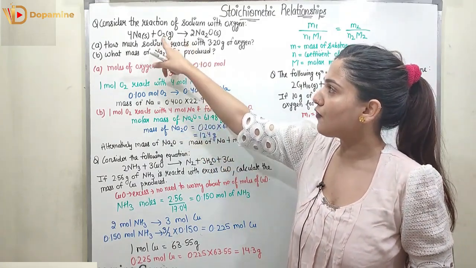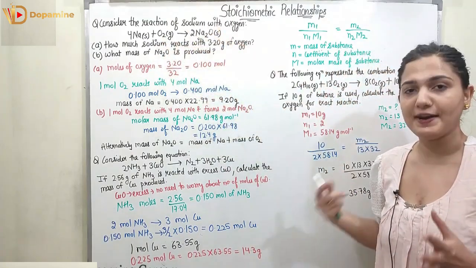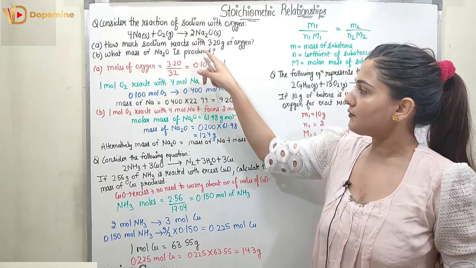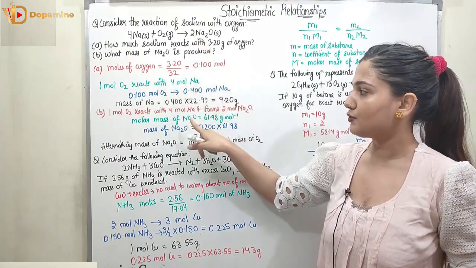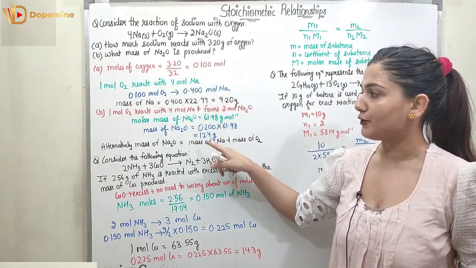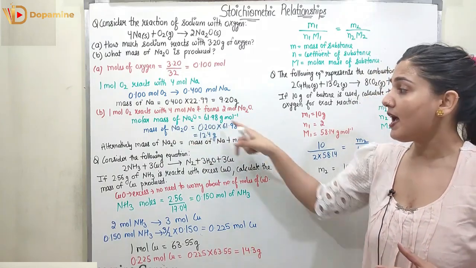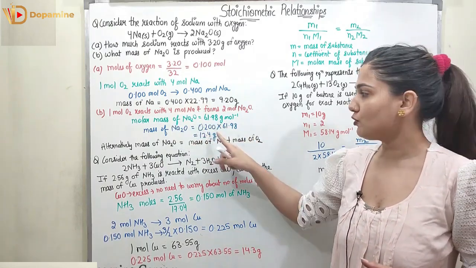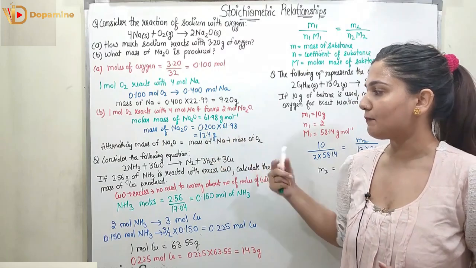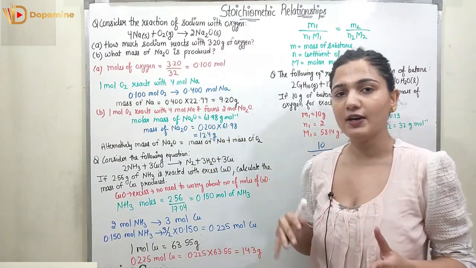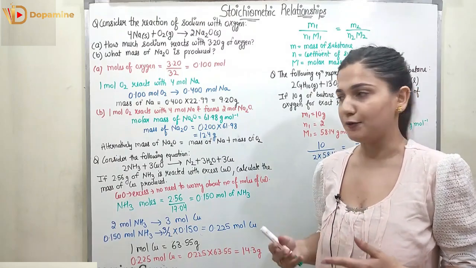We know 1 mole of oxygen is going to produce 2 mole of Na2O. So how many moles of oxygen were there? We have 0.1 mole, so it is going to produce 0.2 mole of Na2O. Now the molar mass of Na2O is 61.98 gram per mole, and if I multiply it with the number of moles, which is 0.2, we will get 12.4 gram.